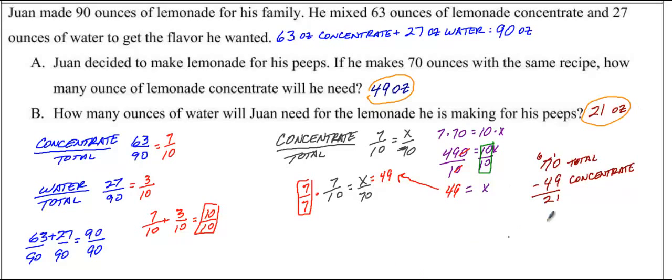We can do a quick check of that. If we bring over the water ratio, which was 3 to 10, that has to equal our same x to 70. We use our same big 1 because we have the same 10 and the same 70 here, so it's still 7 times 10 to get 70. 7 times 3 gives us 21.